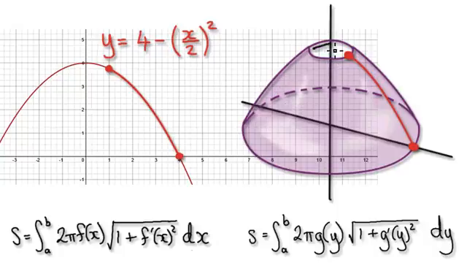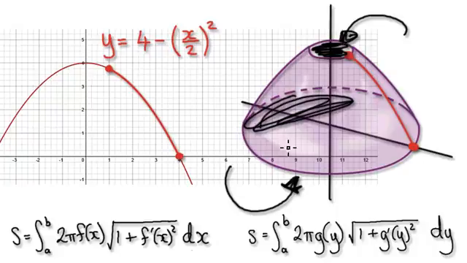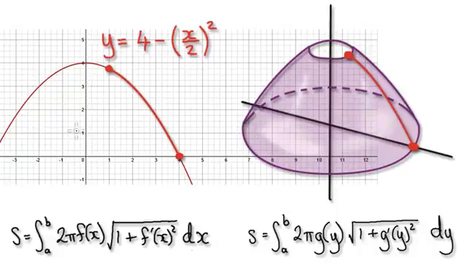And remember, we are not interested in this top area, and we are not interested in the bottom area. We are only interested in this arc length being rotated around 360. Okay, so work out the surface area of this.